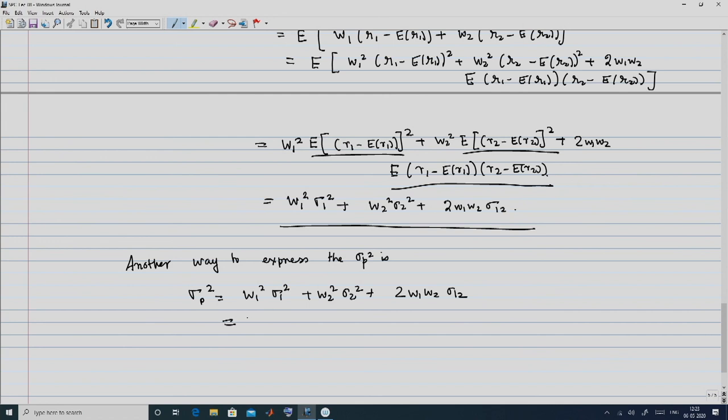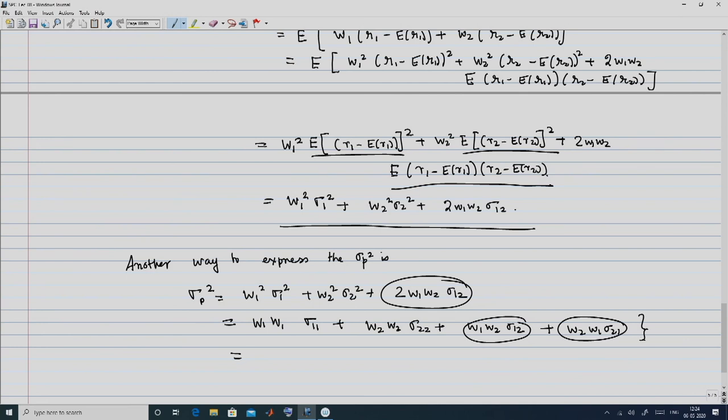Now, I can write sigma 1 square as sigma 1 1, all right, basically covariance between the first asset and itself, and W1 square can be written as W1 into W1. Likewise, the second term can be written as W2 into W2 sigma 2 2, plus the third term can be written as W1 W2 sigma 1 2. So, I can decompose this into this factor and W2 W1 into sigma 2 1.